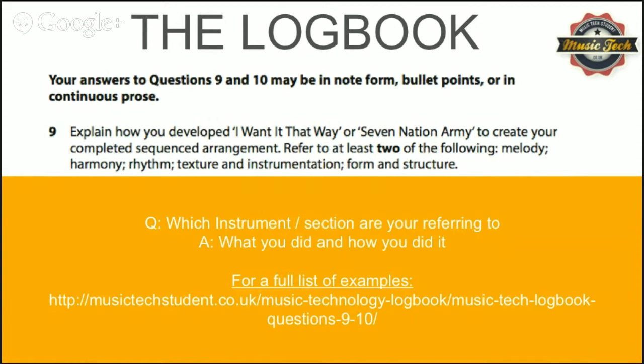For question 9, you have to focus on melody, harmony, rhythm, texture and instrumentation, form and structure based on the song. So anything that you've used that is based on the song goes into question 9. And this is how I get them to phrase their bullet points. I'll first say, okay, treat it like a question and answer. So treat the question as, which instrument or section are you referring to?